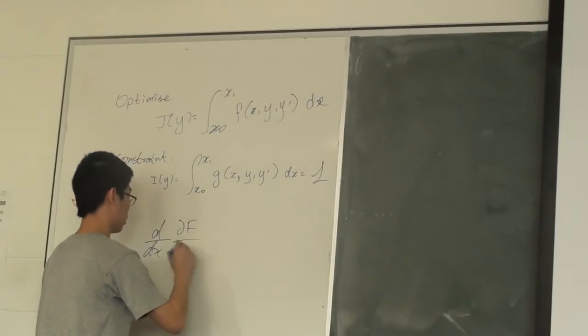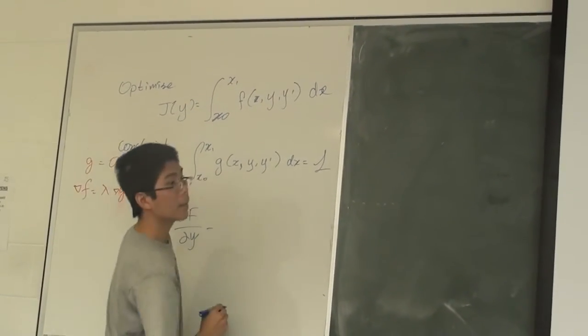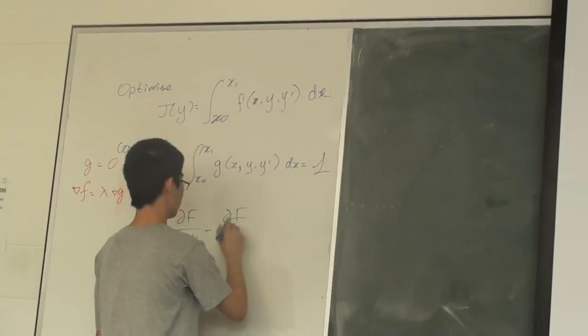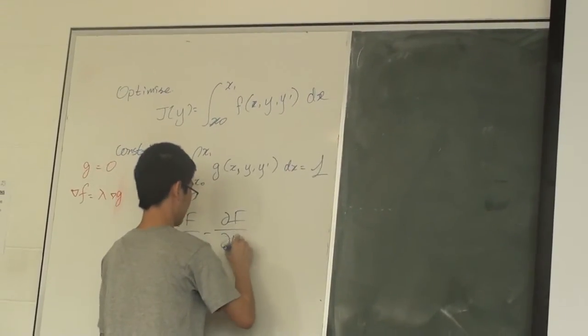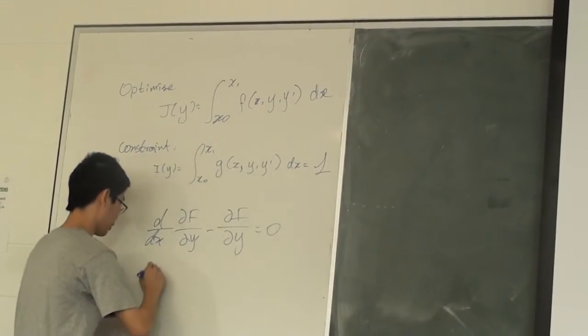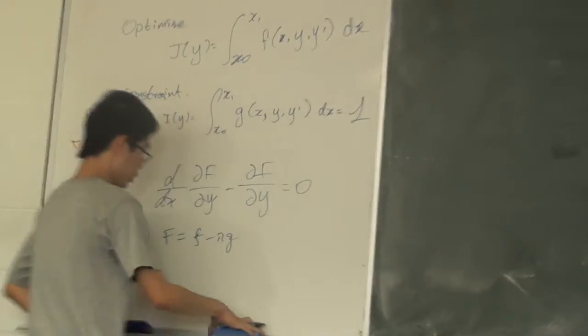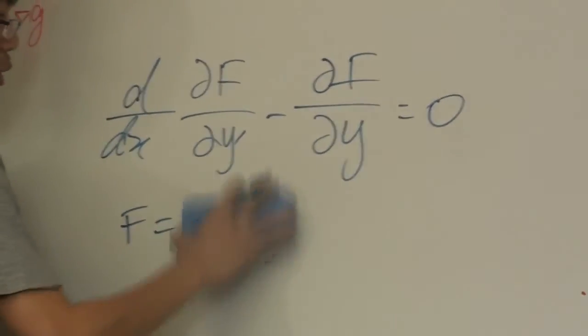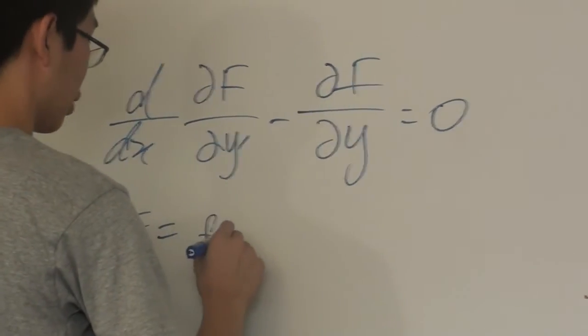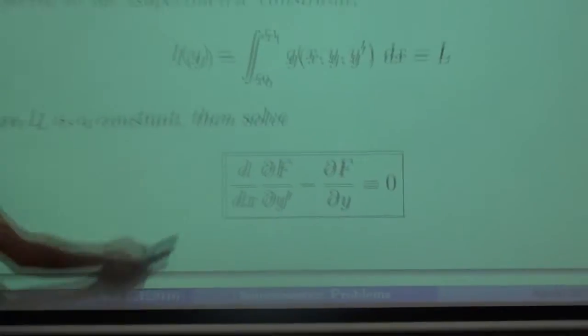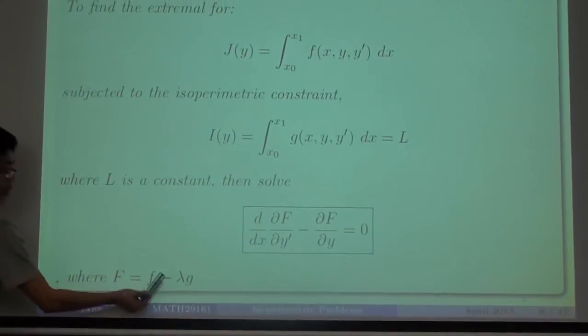Partial F over partial y hat, minus d/dx of partial F over partial y prime, equals 0. And where the function capital F is little f minus lambda g. So this is why I didn't do a rigorous proof at this point. I only sketched the proof, because here is the Euler-Lagrange equation applied on both f and g.